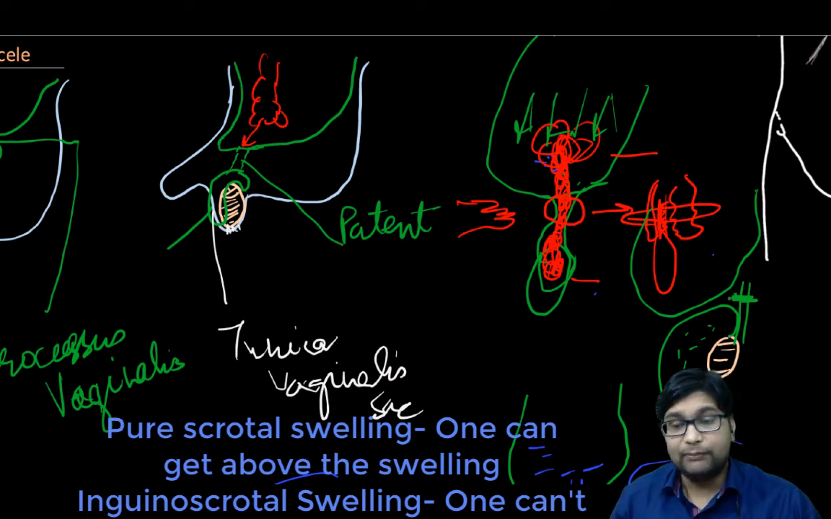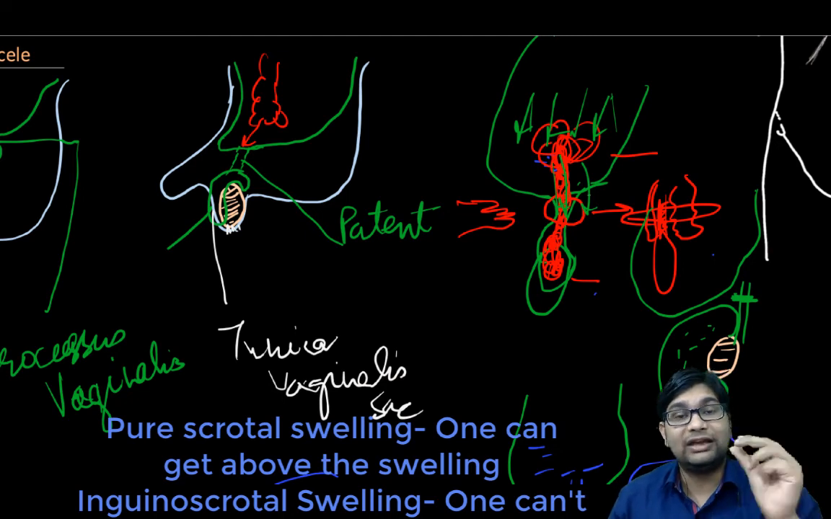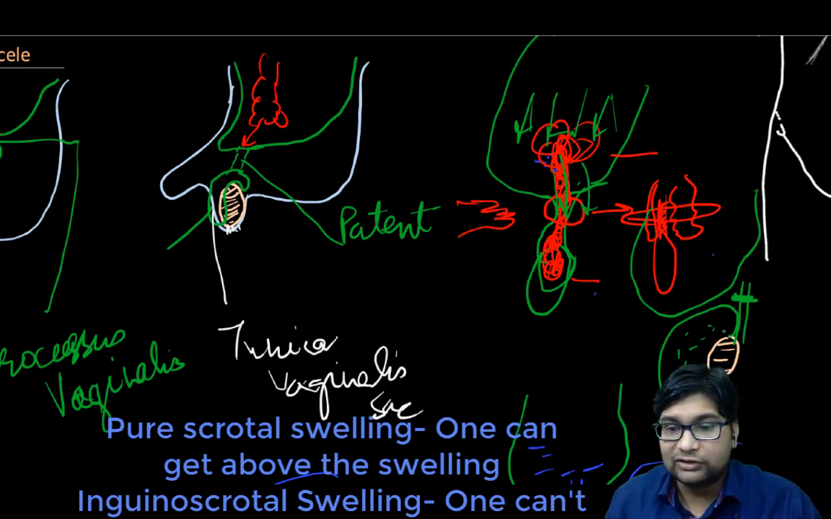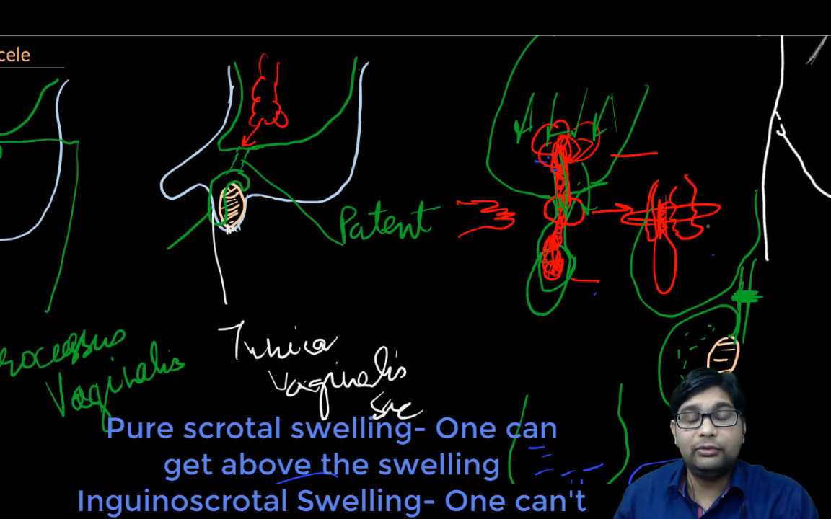That is why in pure scrotal swelling, which has no connection with the abdomen, no connection to the groin region, you will be able to get above the swelling, while in inguinal-scrotal swelling you will not be able to get above the swelling. In pure scrotal swelling, there is no sac here, and there is no bowel content or omental content here.